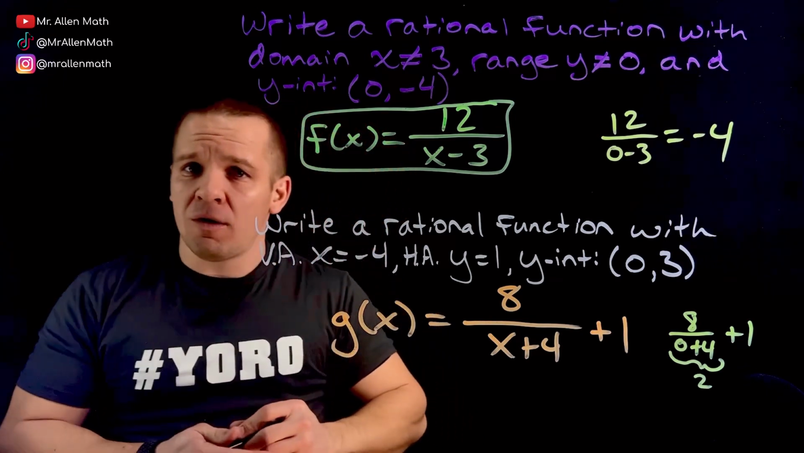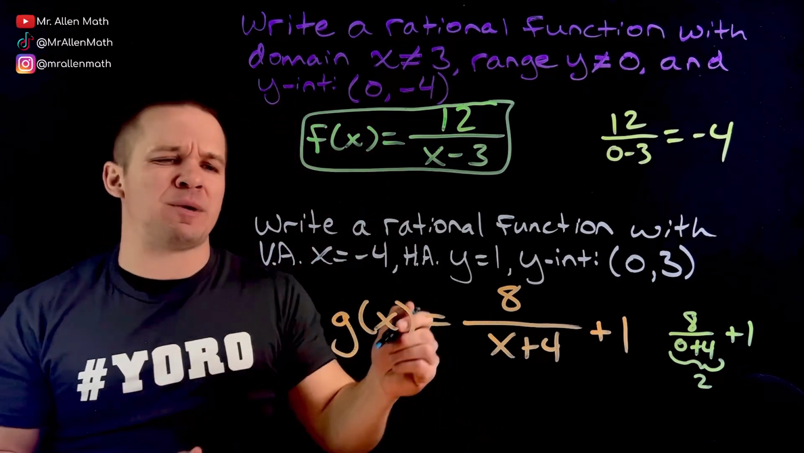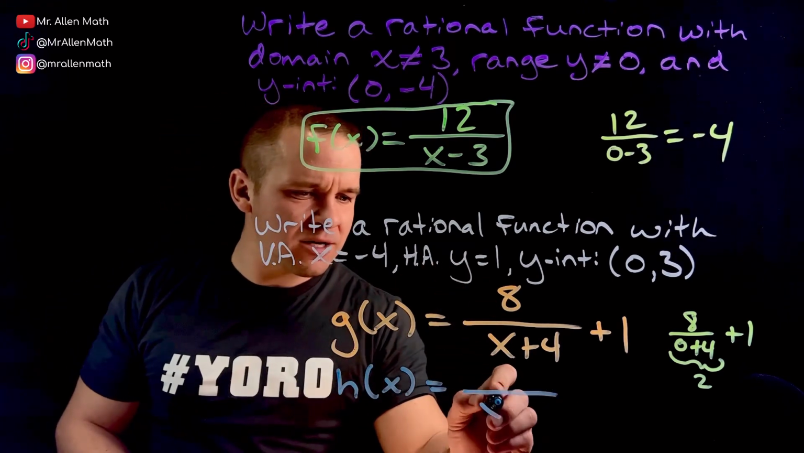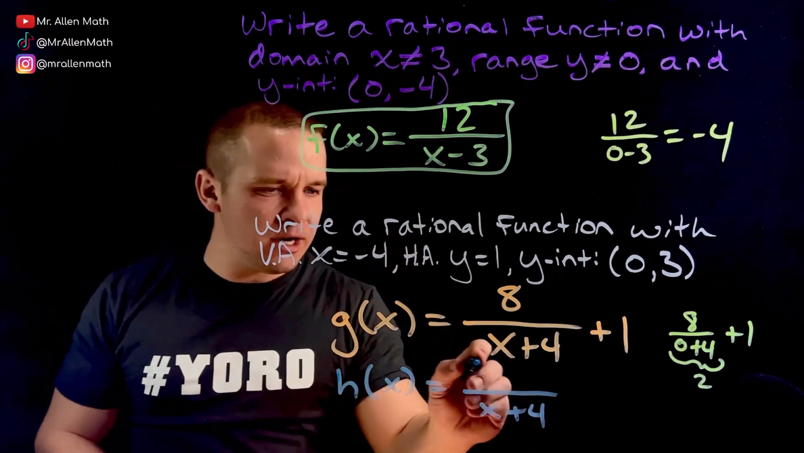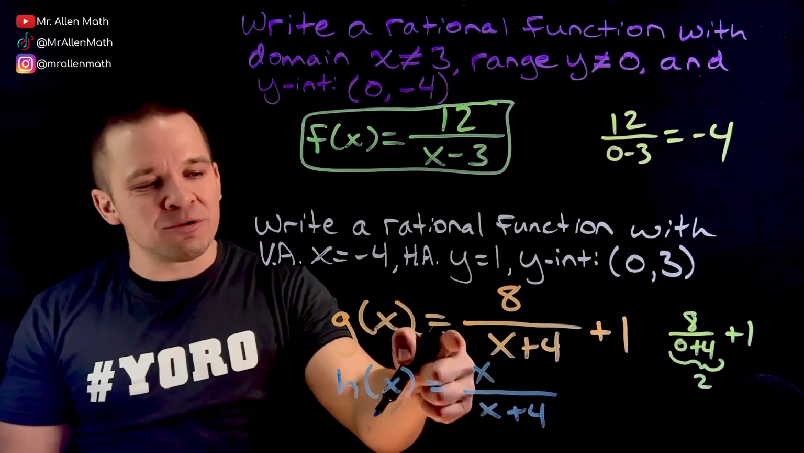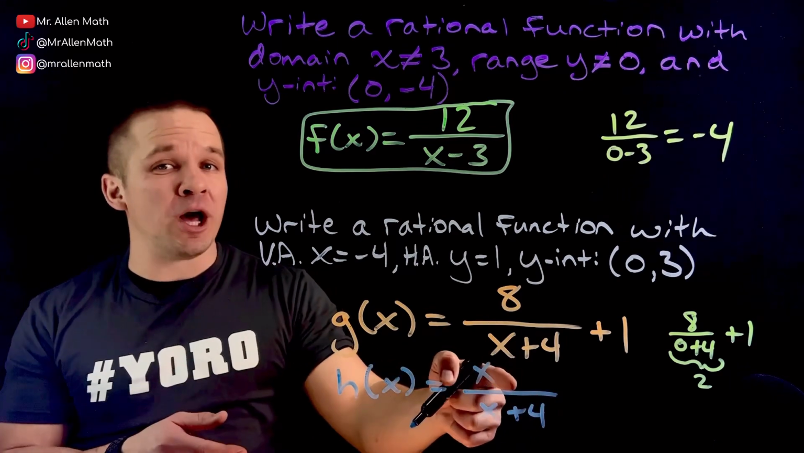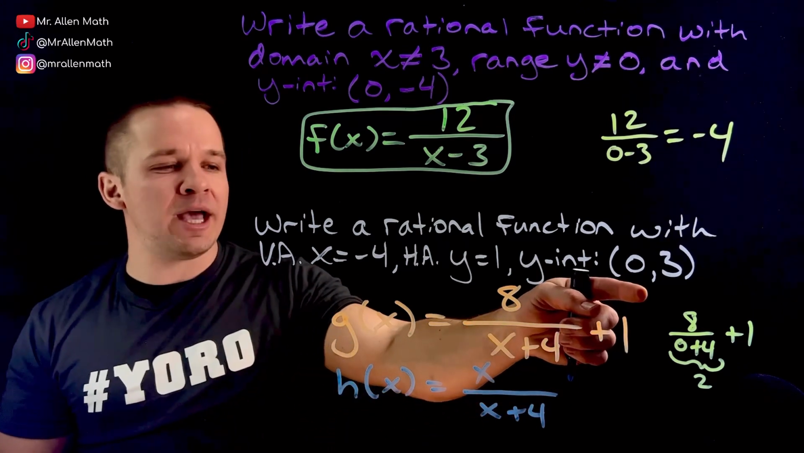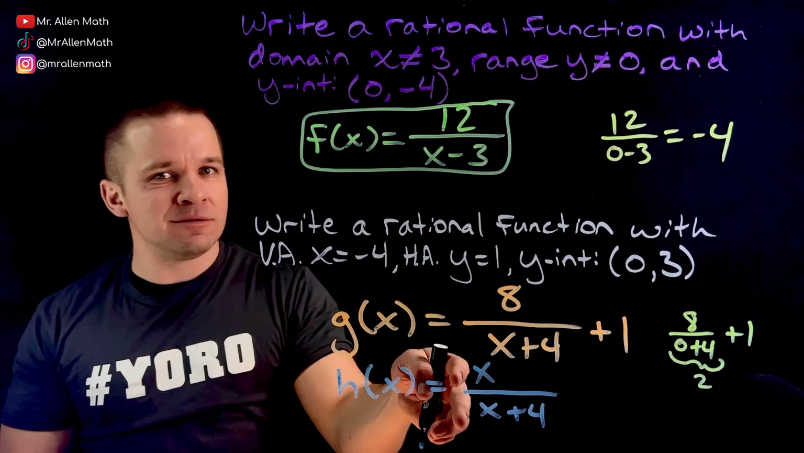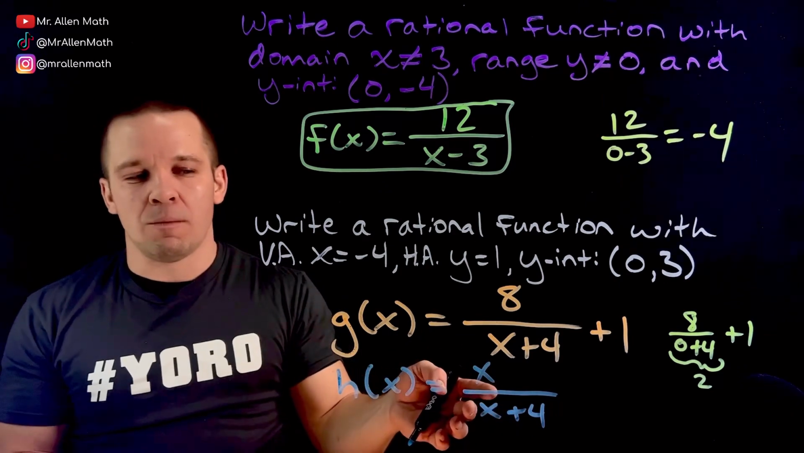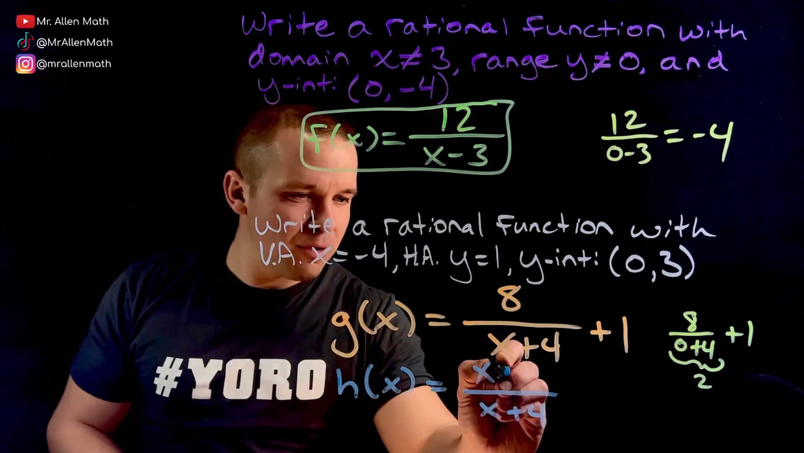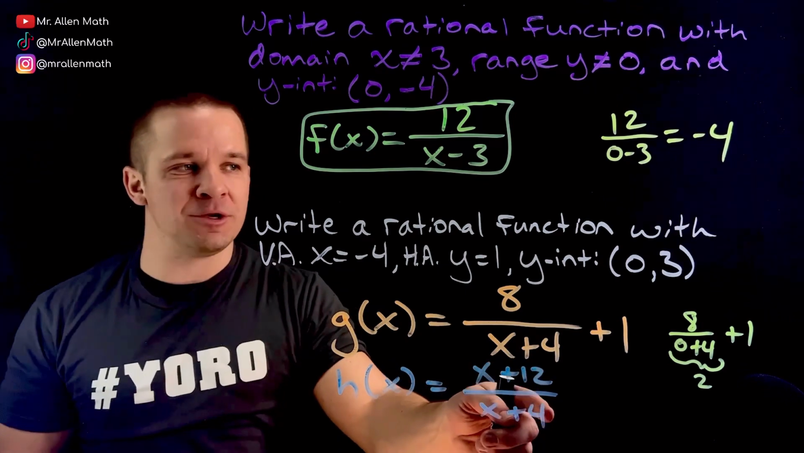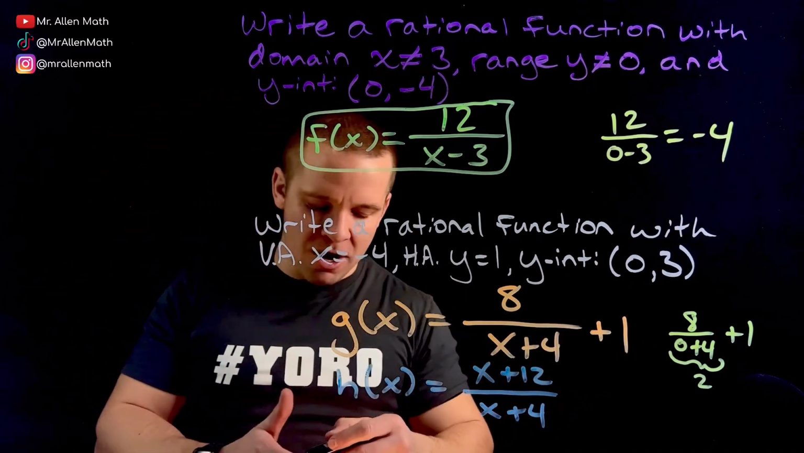Now you might be thinking, bro, is there another way to do this bad boy? Heck yeah, there's another way. Let's throw down a little h of x. Woo! It starts the same way, x plus 4 right here, but I could throw an x up here. Now my degrees are the same. This has a y equals 1 horizontal asymptote as it sits. It has a vertical asymptote of x equals negative 4, but I don't have my y-intercept checked out yet, because if I plug in 0, I'm going to get 0 over 4, which is just 0. But what if I add 12 here? Why 12? Because if I plug in 0 for x, I'm going to get 12 over 4, which is 3. Boom. This guy right here in blue also works.